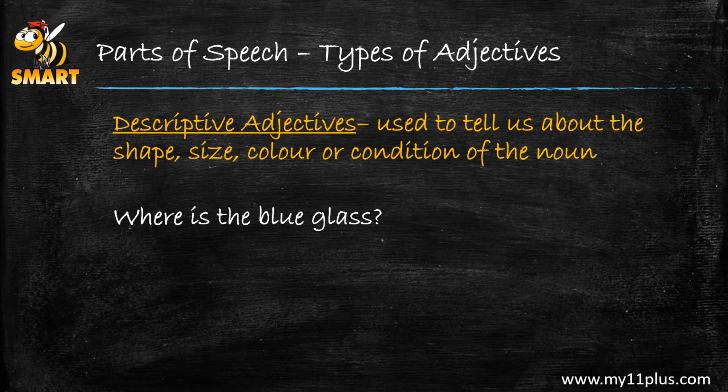So in this sentence, where is the blue glass? So the adjective in that sentence is the word blue, and it tells us something about the color of the glass. In another sentence here, the shoes are dirty. The adjective in that sentence is the word dirty, and dirty tells us something about the condition of the shoes. So those are descriptive adjectives.